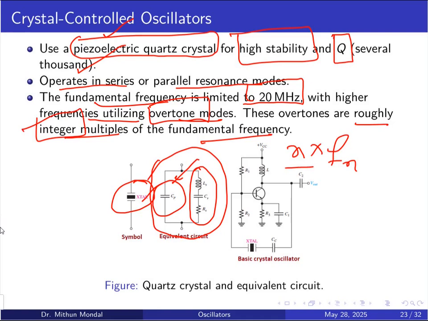So here we can see that in the crystal oscillator, we have a crystal in the feedback loop. So this is the feedback loop, and this is the amplifier which is from the BJT. The feedback loop will have a crystal along with a capacitor CC. This is the crystal oscillator, and you can use up to 20 MHz as the fundamental frequency.